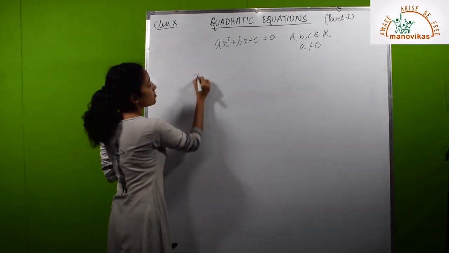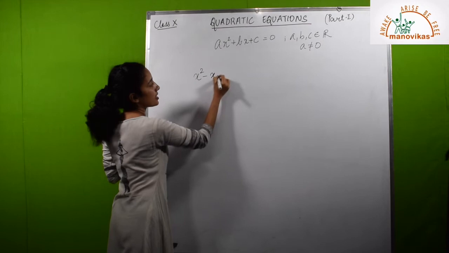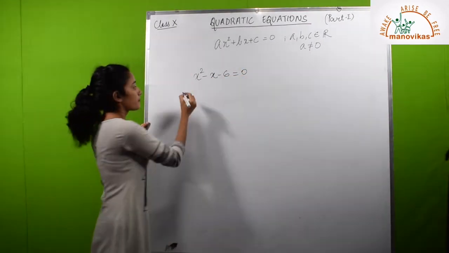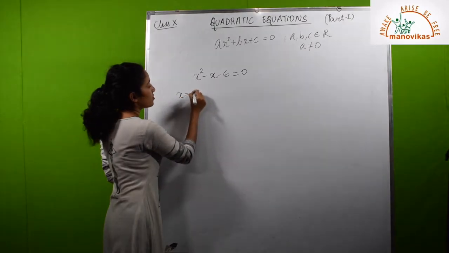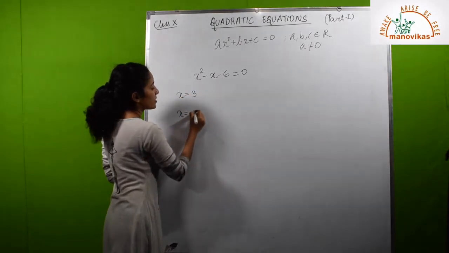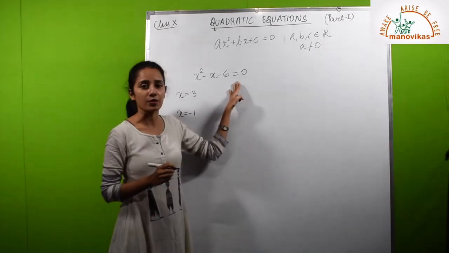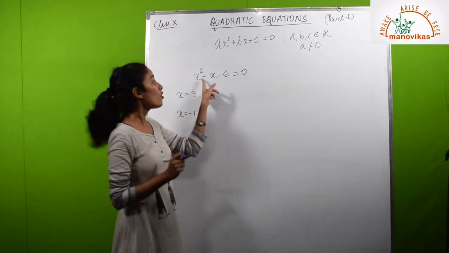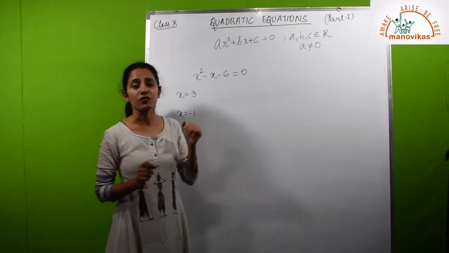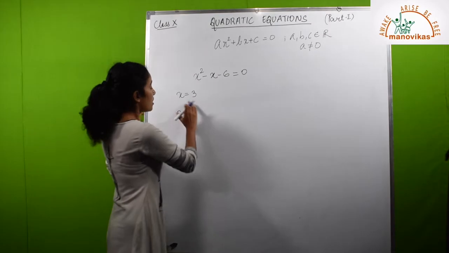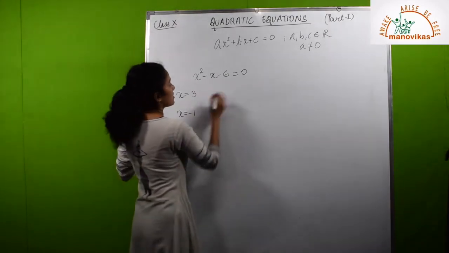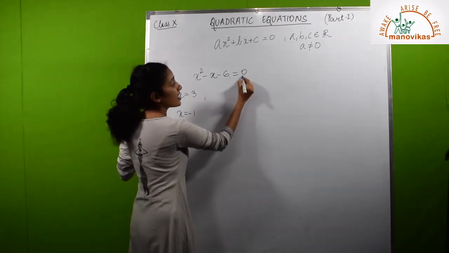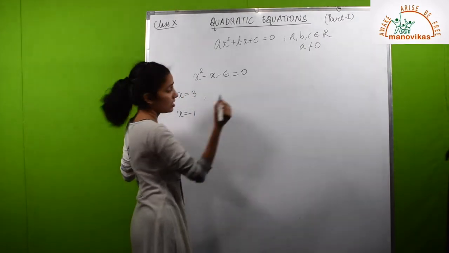Now consider a quadratic equation, say x square minus x minus 6 equal to 0. Check if x equal to 3 and x equal to minus 1 is a solution of this equation. Solution of a given equation means the value of x which satisfies the given quadratic equation. Let us consider the first case when x is equal to 3. This is the left hand side and 0 is the only term in the right hand side.